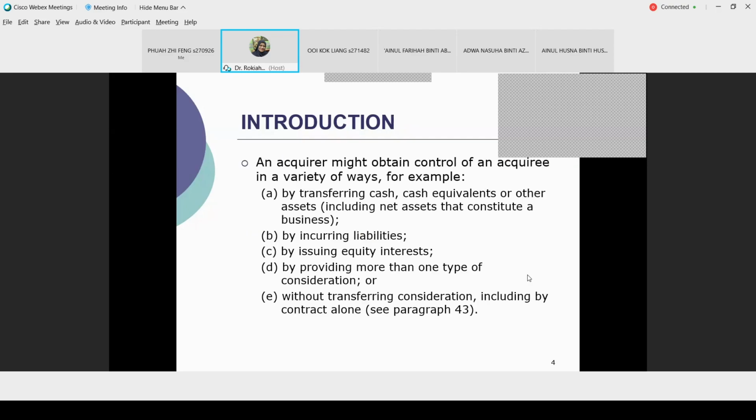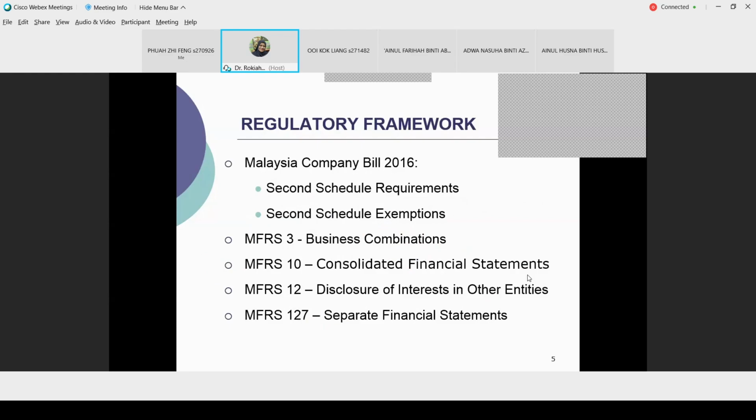The acquirer may obtain control over the acquiree through transferring cash, or incurring a liability. Once you incur a liability, it should be measured using present value. You cannot use the amount of the liability itself; you need to use the present value amount. Then we have issuing equity interest, which means you give shares. Providing more than one type of consideration means a combination, either A plus B or C, so we come up with D. And the last one is a contract: using a contract without any transfer of consideration, where we only provide a contract. The standard that we are dealing with here is the first one.